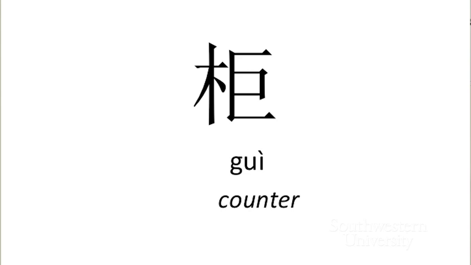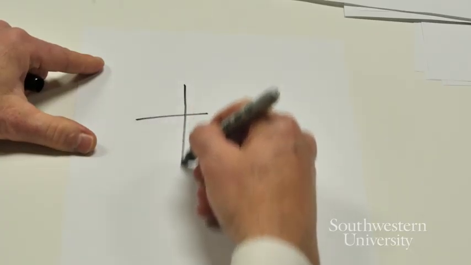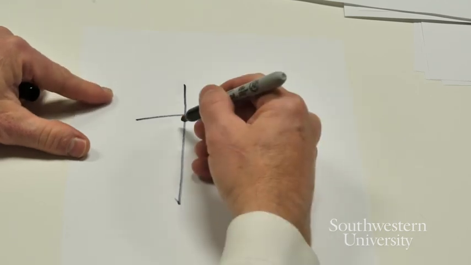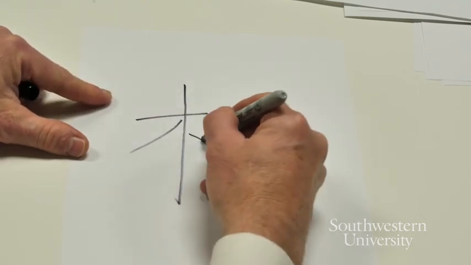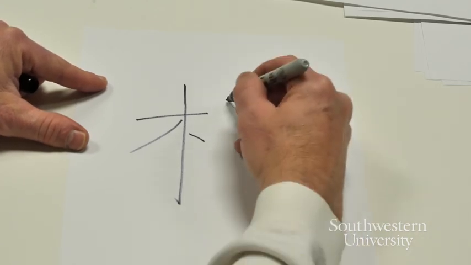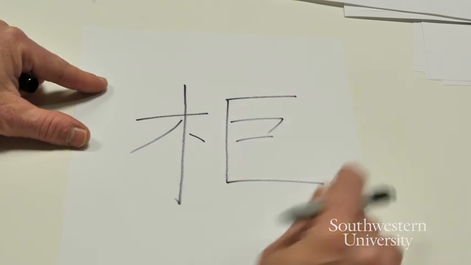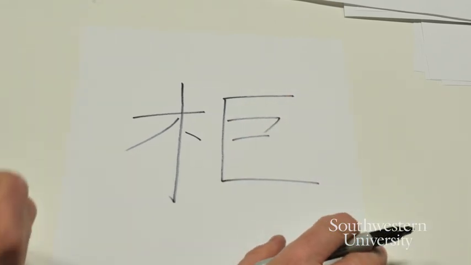And gui, a countertop, of course, or a counter or desk, is going to have wood for its radical. Mu zi pang, gui. End of lesson 6.